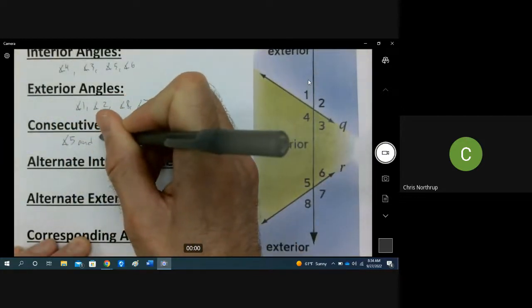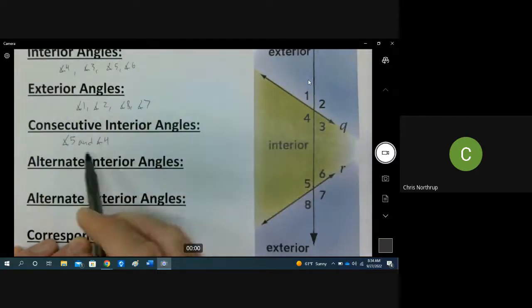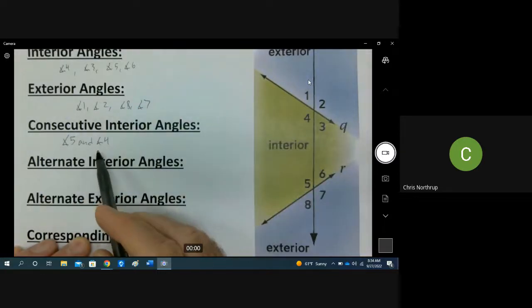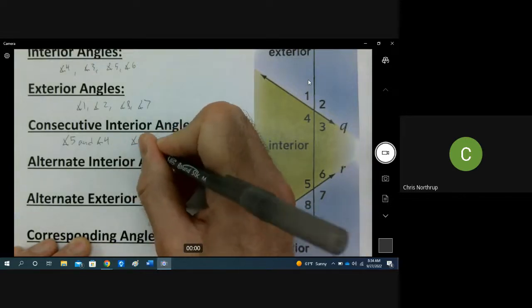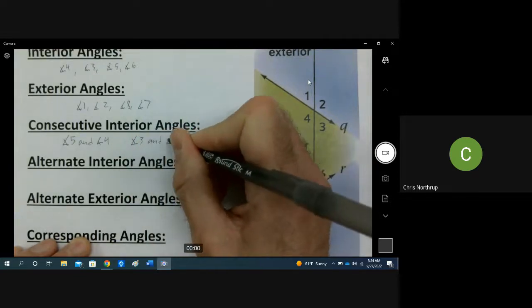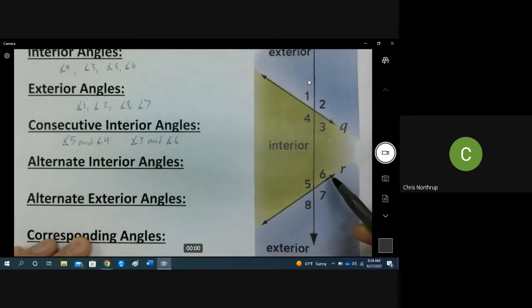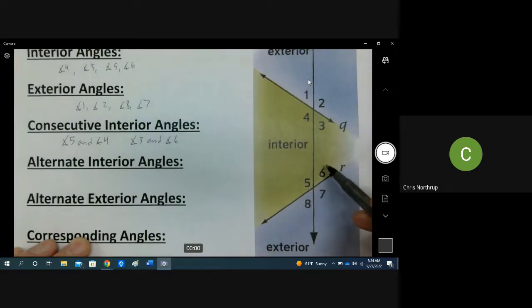This is one consecutive interior angle pair. And then another pair would be angles 3 and 6. And those are the only consecutive interior angle pairs in this picture because they're interior to the two lines and they're on the same side of T.